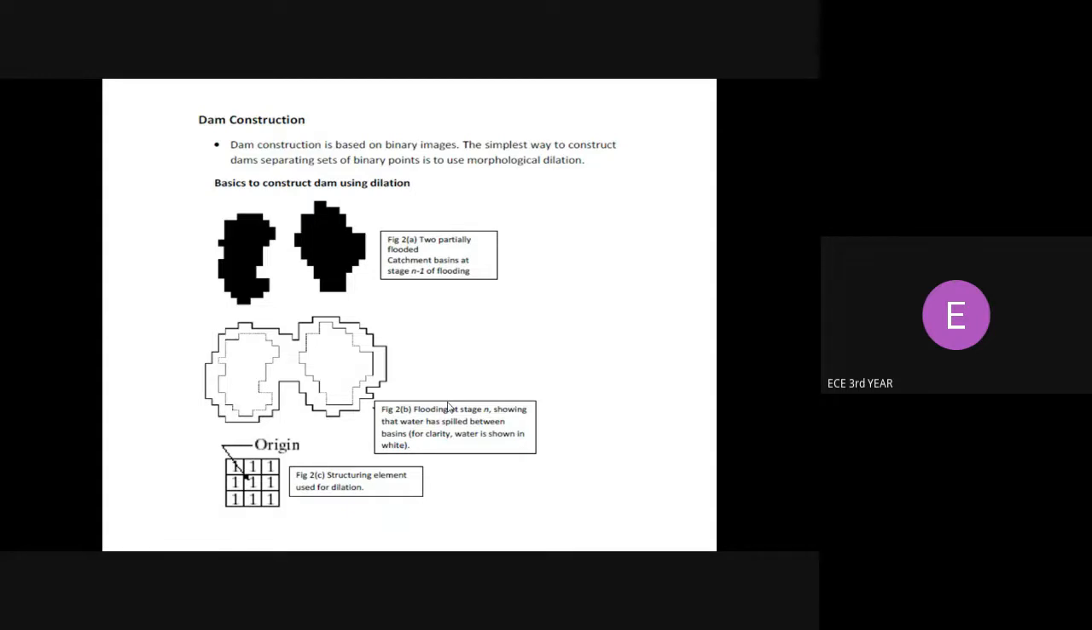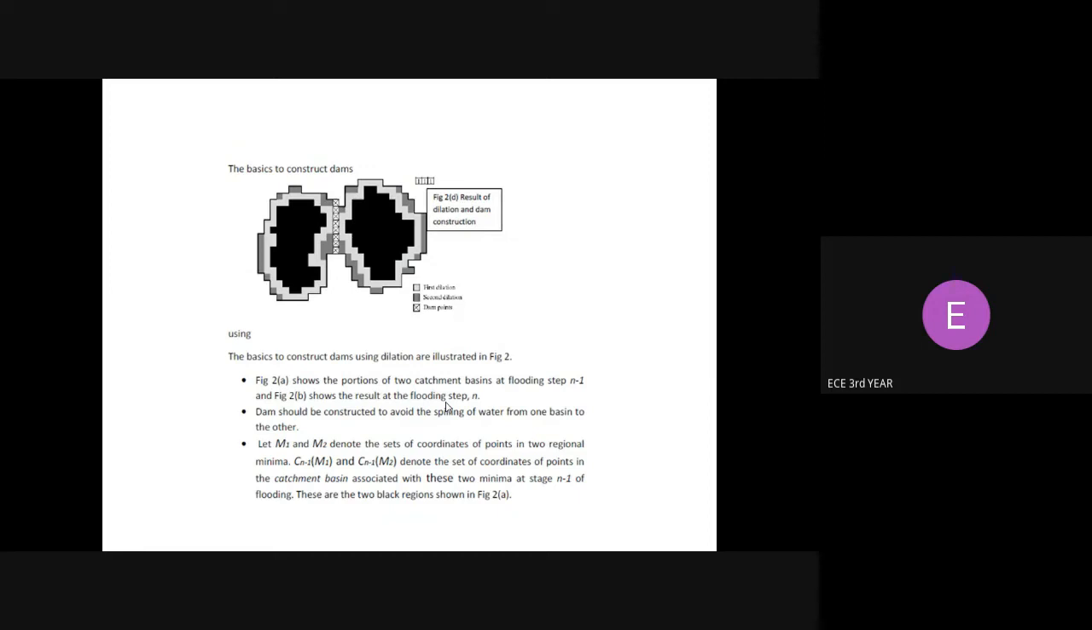The watershed has been applied, and the basin has been clearly shown in this diagram. We have been seeing the basic construction of the diagram using dilation. Figure 2a shows the portion of the two catchment basins at flooding step n-1. Figure 2b shows the result at flooding step n. A dam should be constructed to avoid the spilling of water from one basin to the other.